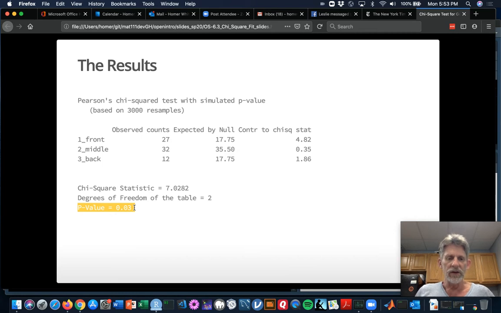The chance of getting a test statistic at least that big, if the null is right, is only 3%. And so now we have fairly strong evidence that student seating preferences at Georgetown College differ from the available seating somewhat.